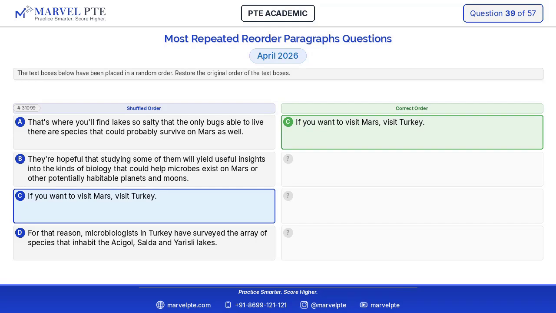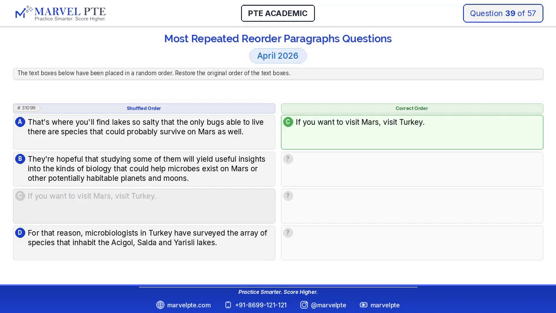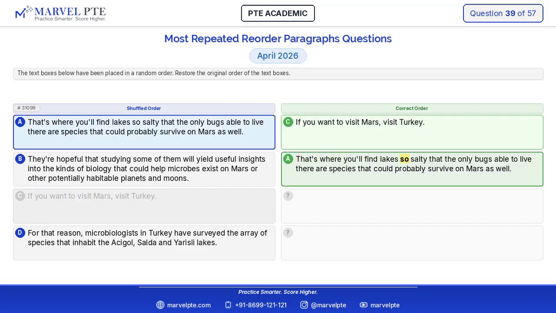If you want to visit Mars, visit Turkey. That's where you'll find lakes so salty that the only bugs able to live there are species that could probably survive on Mars as well.